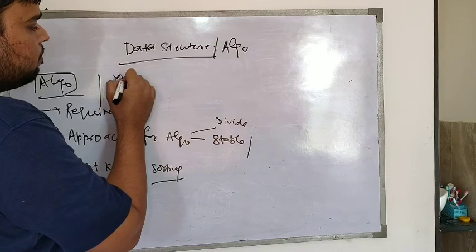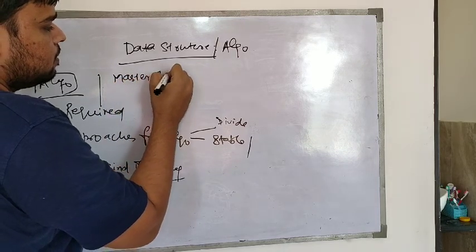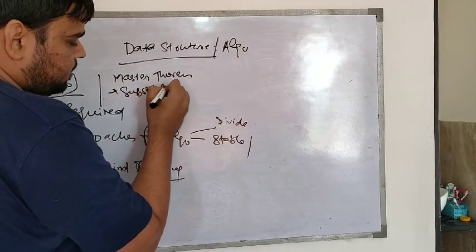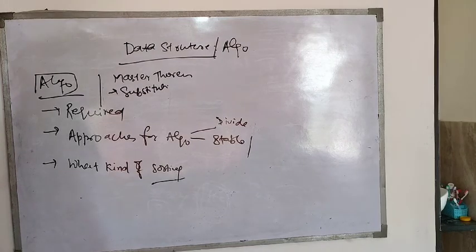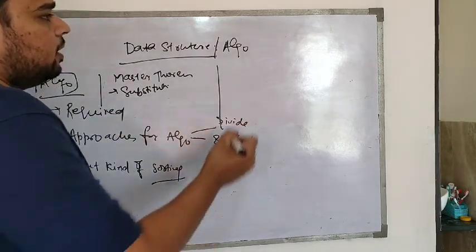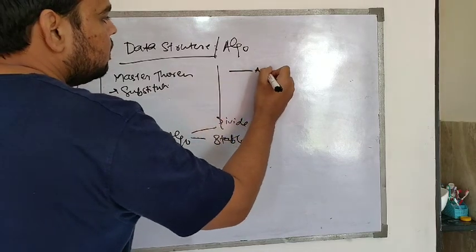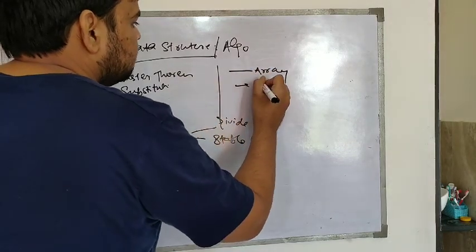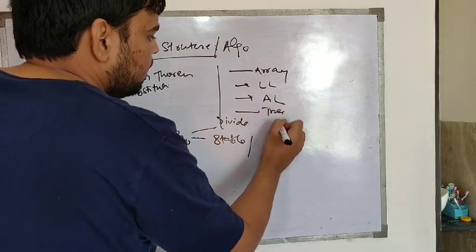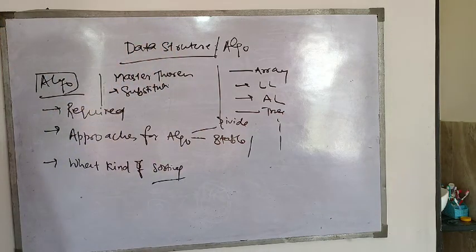So I'm talking about the master theorem and substitution method. I will cover these things in my algorithm channel. These are most of the top elements I will cover. And in the data structure part, we will start from array, linked list, array list, tree and all. So we'll cover what these data structures are and different kinds of problems related to the data structures.